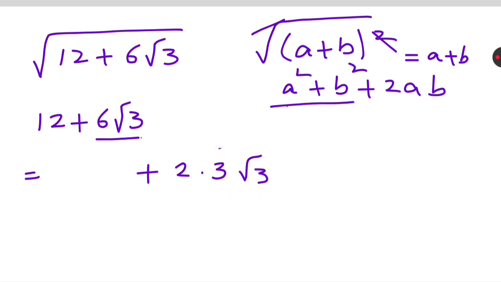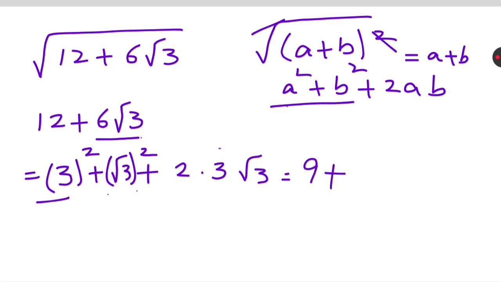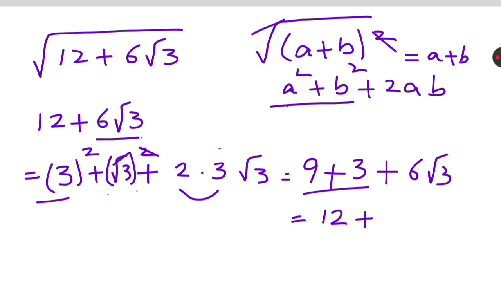Now you need to write this in a power 2 plus b power 2 form. So our a value is 3, then b value is root 3. But is it the same as 12 plus 6 root 3? Let's check. 3 power 2, the value is 9, plus root 3 whole power 2. Here the square and square root get cancelled, so we are left with only 3, plus 2 times 3, which is 6 root 3. 9 plus 3, the value is 12, plus 6 root 3. So yes, 3 power 2 plus root 3 whole power 2 plus 2 times 3 root 3, the value is 12 plus 6 root 3 only.